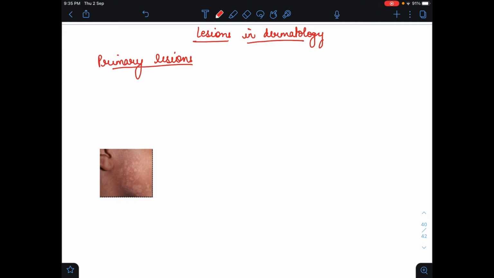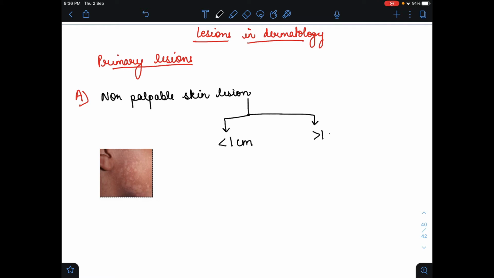The first type is the non-palpable skin lesions, meaning we cannot palpate the lesions. In this we have less than 1 centimeter and more than 1 centimeter. Less than 1 centimeter is known as macule, while more than 1 centimeter is known as the patch.